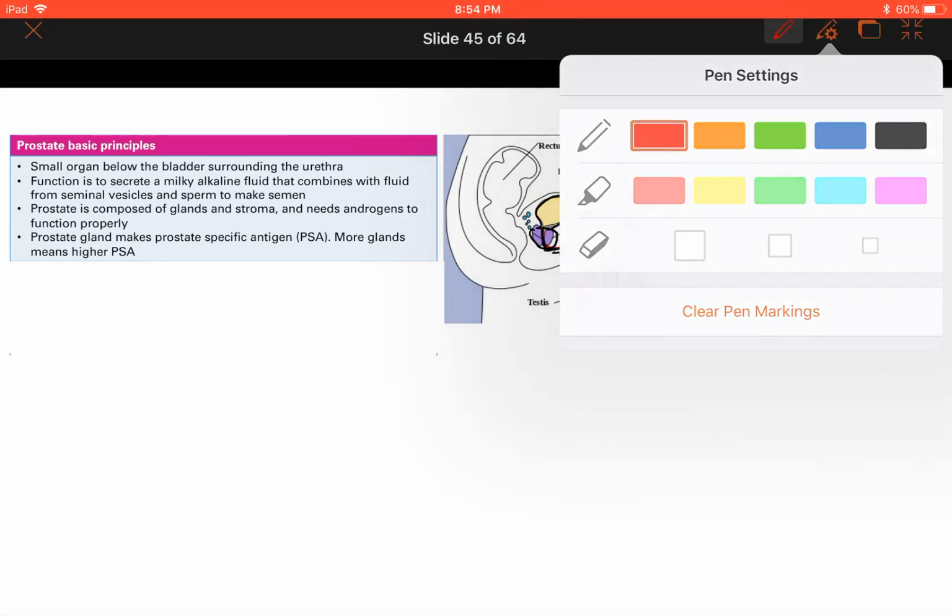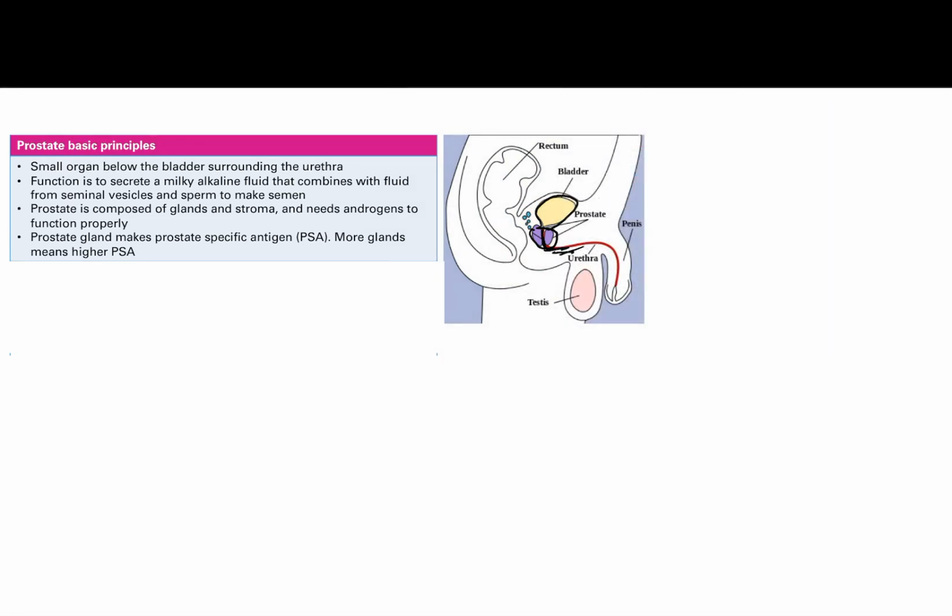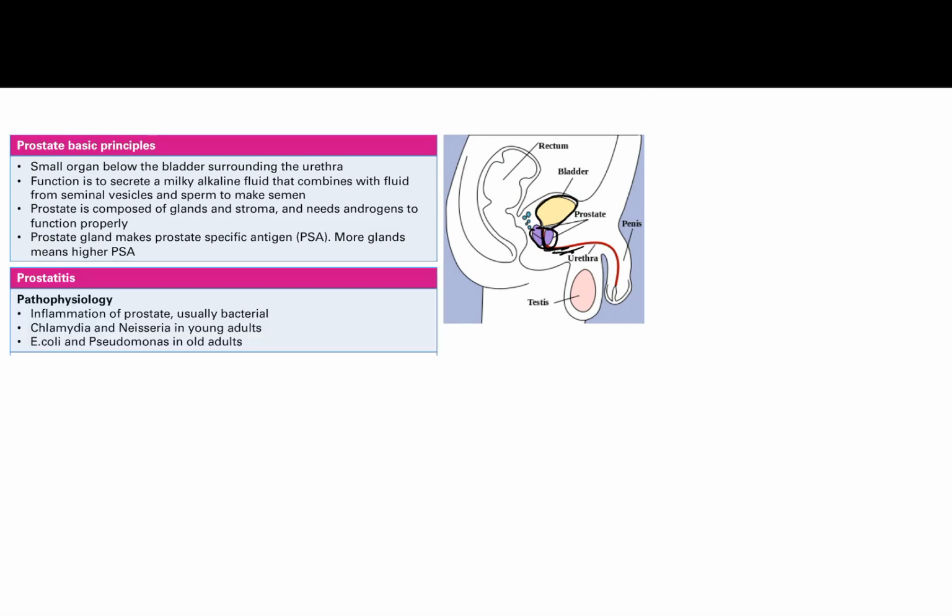Let's change our pen real quick. And the function of the prostate is to secrete a milky alkaline fluid, and this combines with fluid from the seminal vesicles and sperm, and all this together makes semen. And the prostate is comprised of glands and stroma. Again, you need the glands to make all that fluid, and the prostate needs androgens to function properly. The prostate glands also make prostate-specific antigen, PSA, so more glands means more PSA. And this is all pretty relevant to what we're going to discuss in a second.